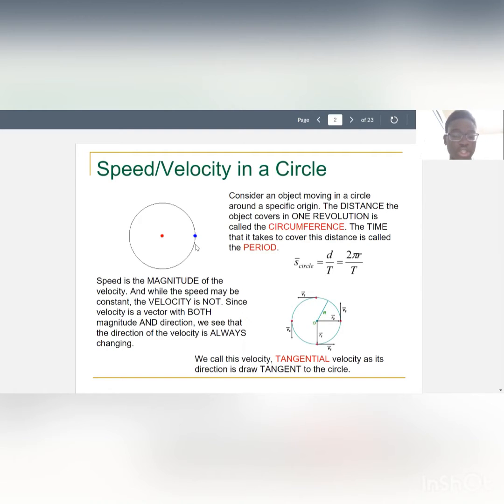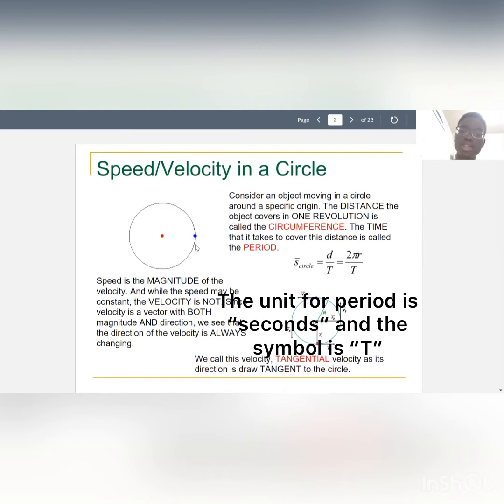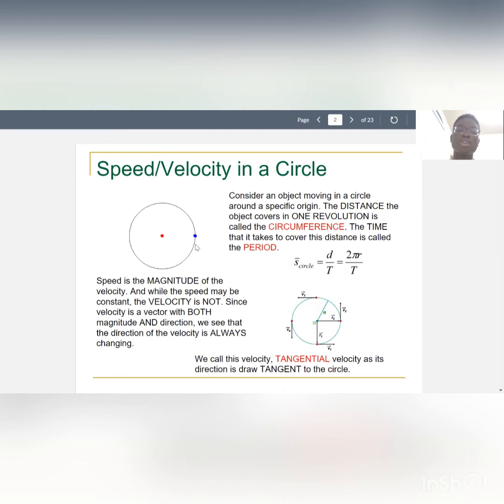And so period is, I don't know if I mentioned that earlier, but it's the time it takes to complete one full revolution. And the symbol for period is a capital T. And for circumference, the formula is 2 times pi, which you can abbreviate as 3.14, times r, which is the radius, and that's a lowercase r.